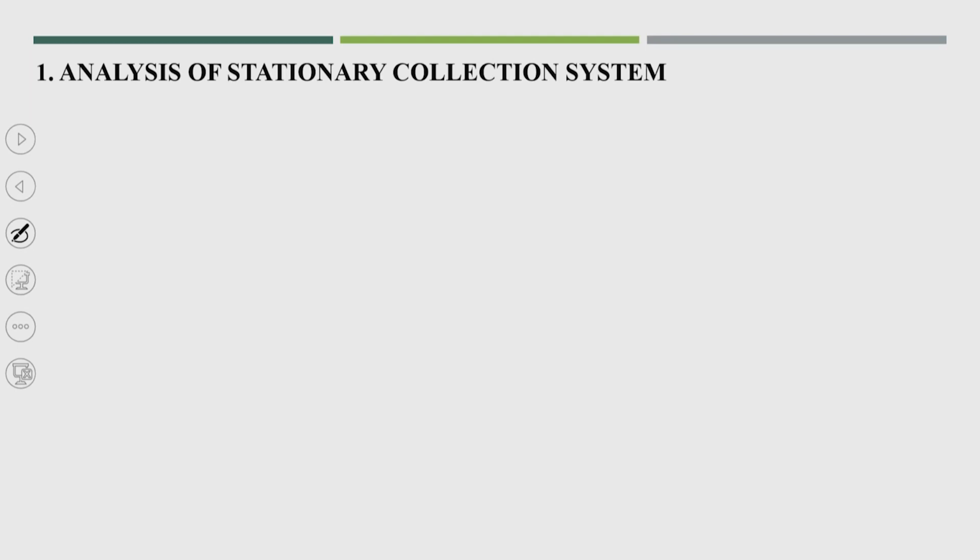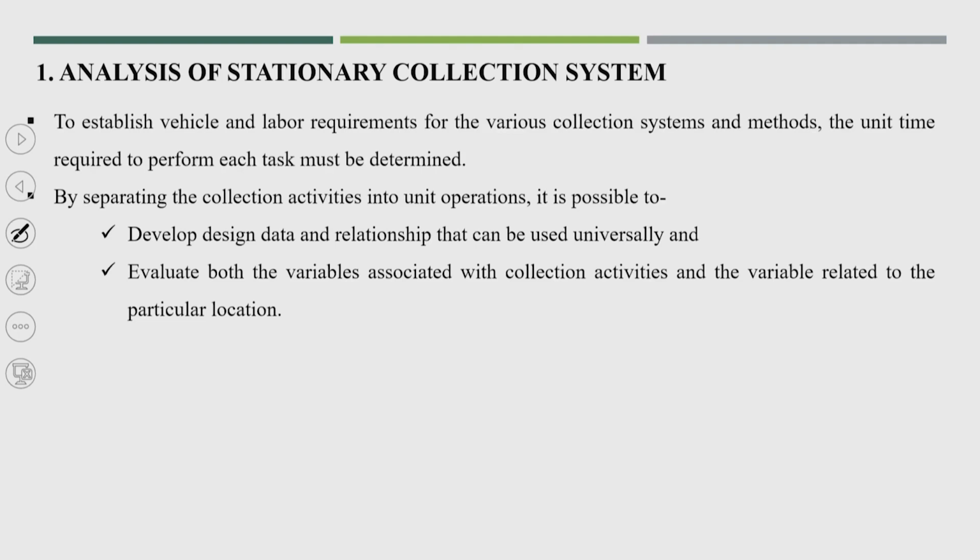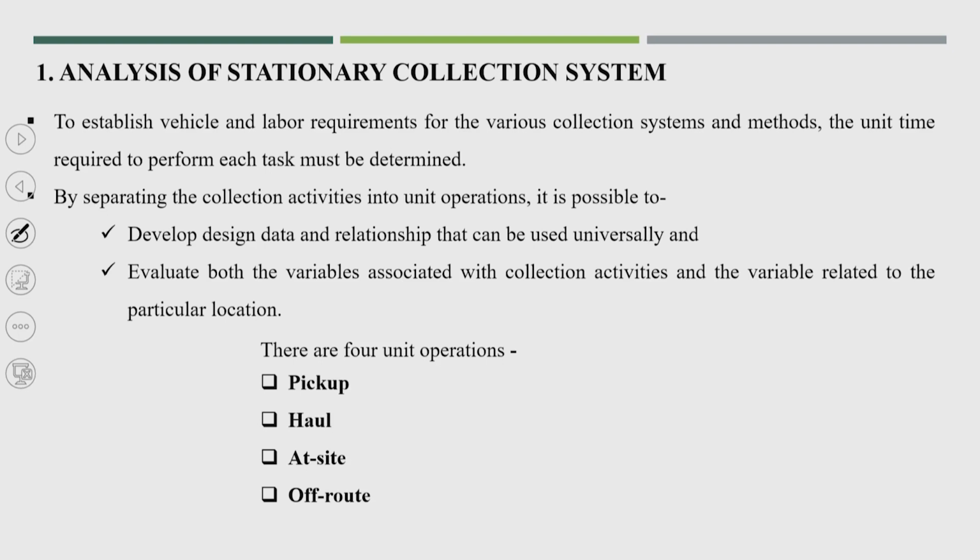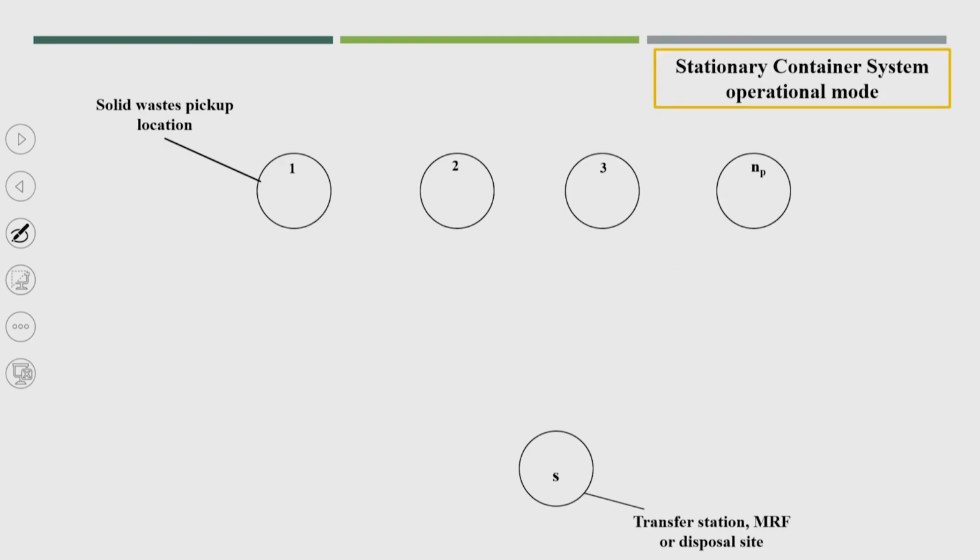A few slides are similar. It is important to analyze the collection system because the unit time required for each task is very important, and there are different unit operations: pickup, haul, at-site time, and off-route time, which we will discuss for the stationary container system. Before that, we will go through one simple example, which was initially also discussed in the previous class: the operation of the stationary container system.